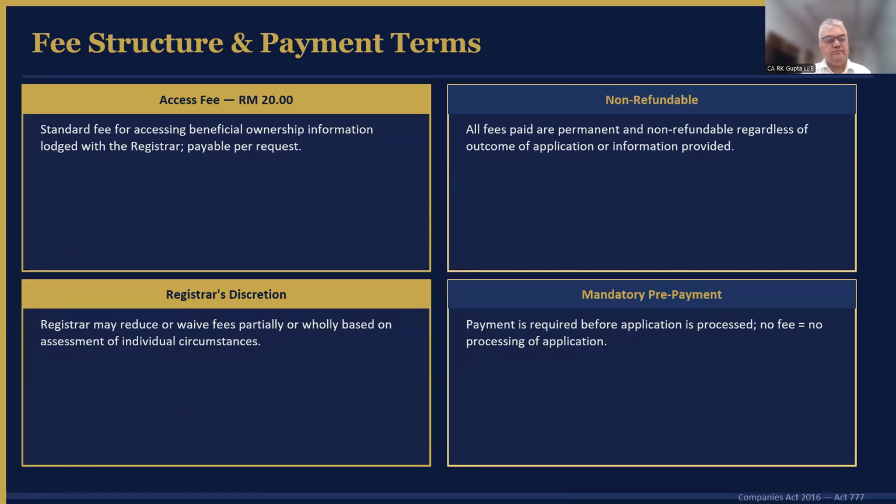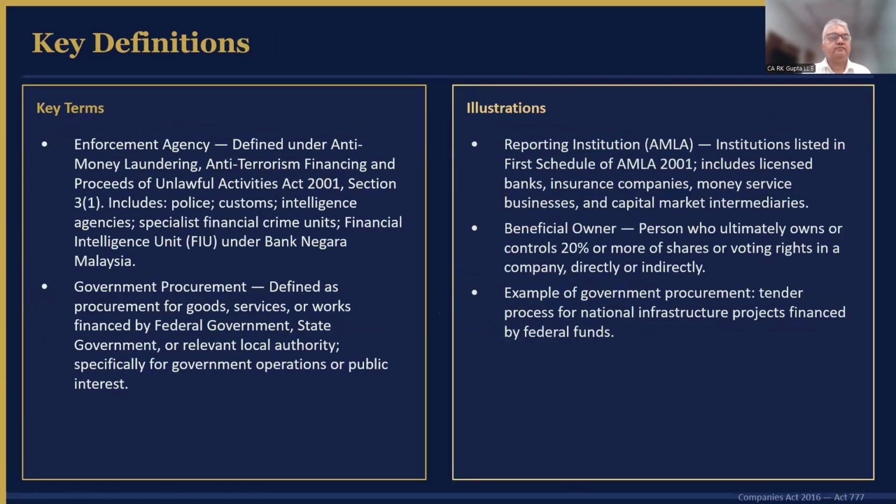Fee structure: 20 ringgits for access. It is non-refundable. The registrar has discretion to either reduce or waive the fees partially or wholly, based on assessment of individual circumstances, and prepayment is required before the application is processed. No fees, no processing of application.